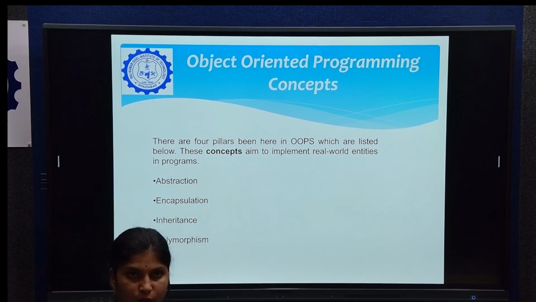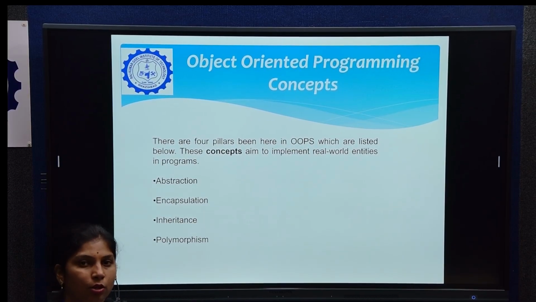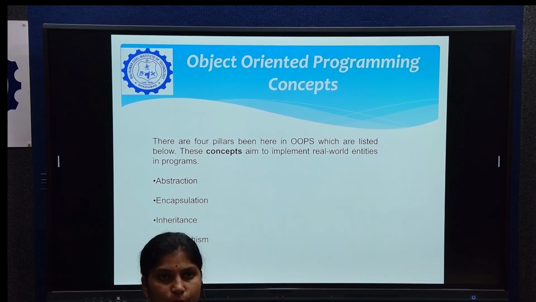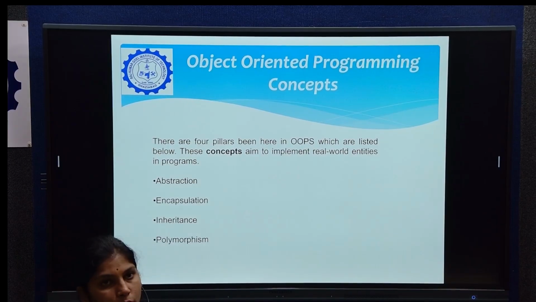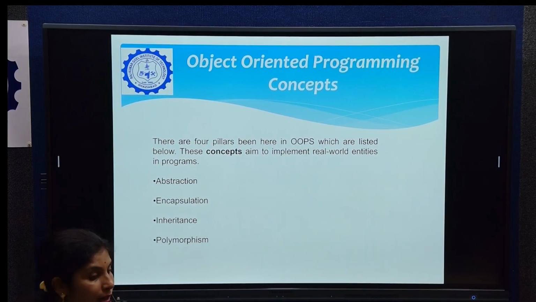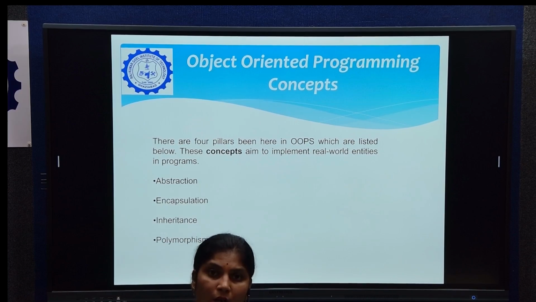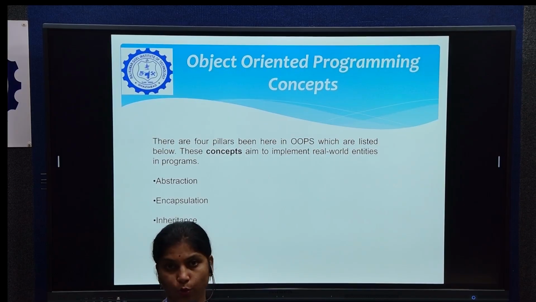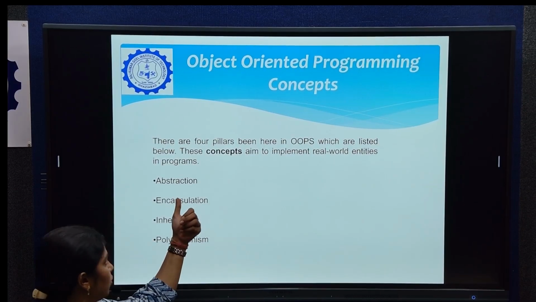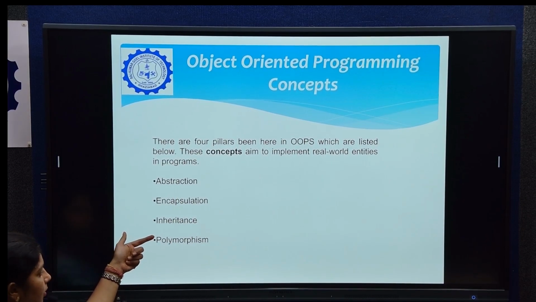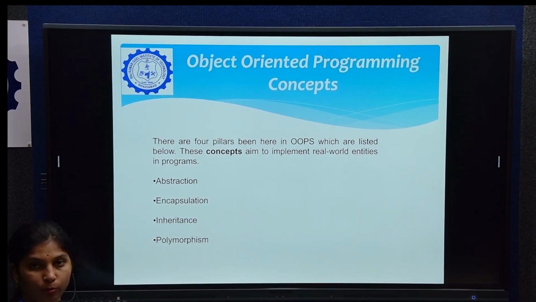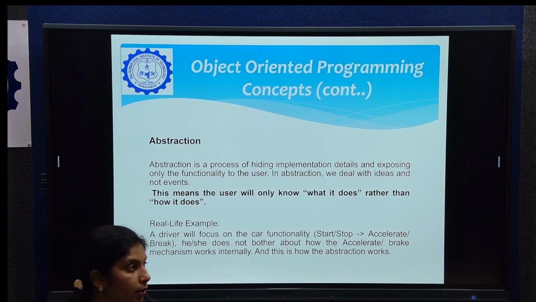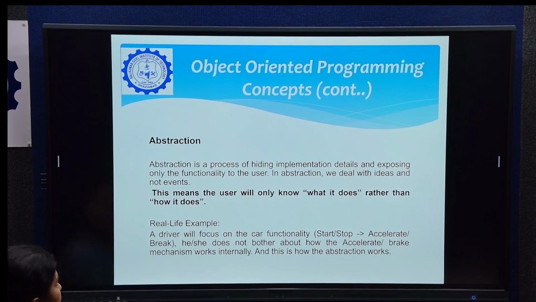This means we create the objects, then we create the software using those objects, and each object has its own attributes and its own functions. OOPS has several concepts, but four are the strong pillars of OOPS. Those are abstraction, encapsulation, inheritance, and polymorphism. We will discuss each concept one by one. So let's start with abstraction.